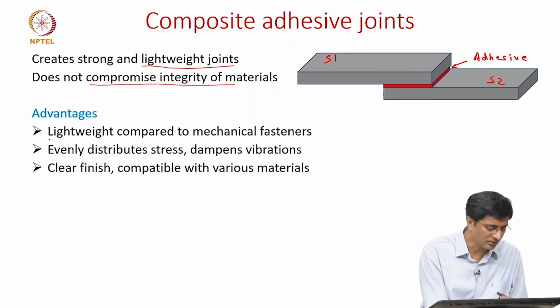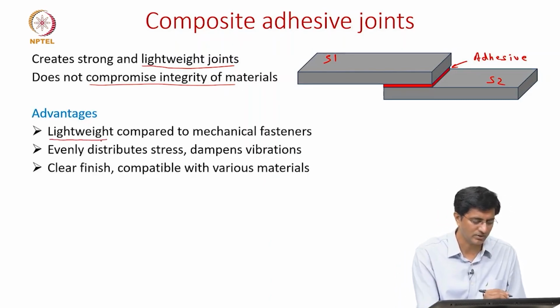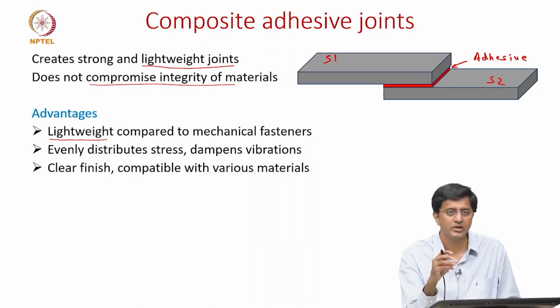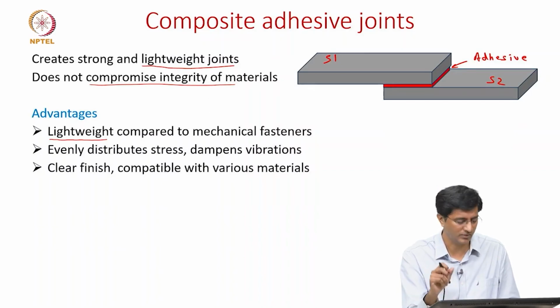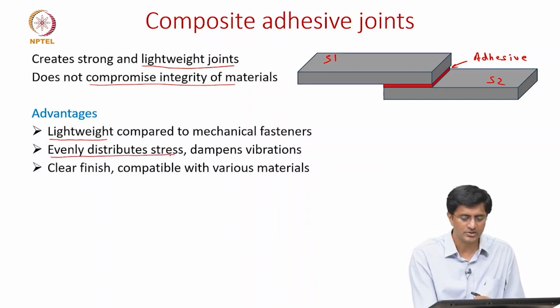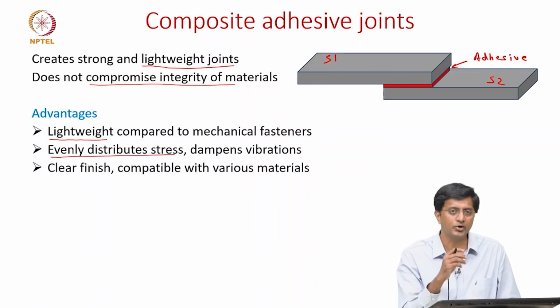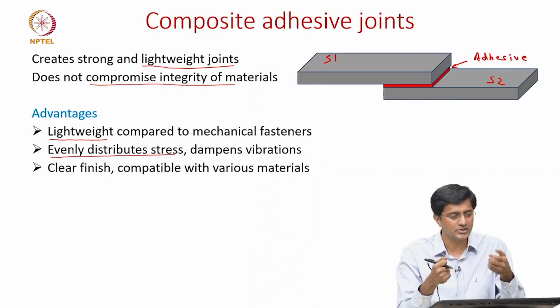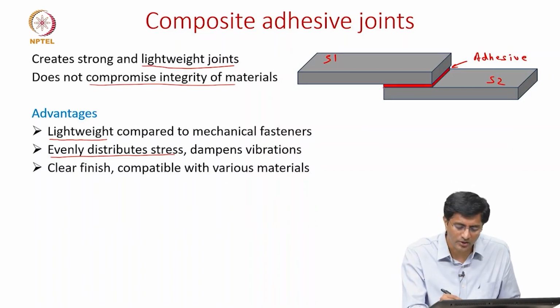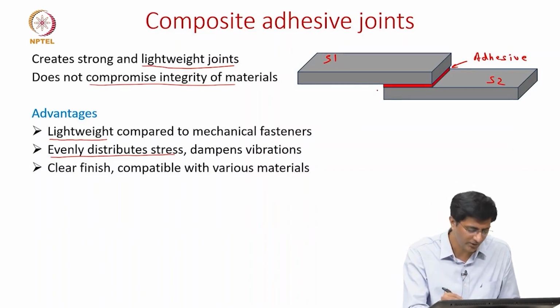So we already mentioned these are lightweight. Why are these lightweight? Because we said we avoided using the extra metals like bolts, pins or rivets. Instead we are using this polymeric material which is lightweight. And it evenly distributes the stresses. So unlike bolted joints where the loading is transferred from one substrate to the other substrate at these bolts, for example, here the loading is distributed over this complete area.